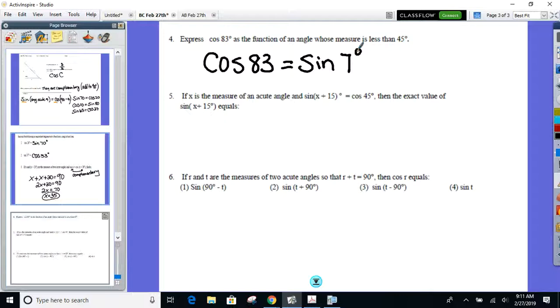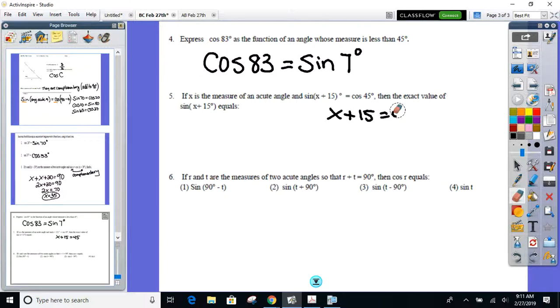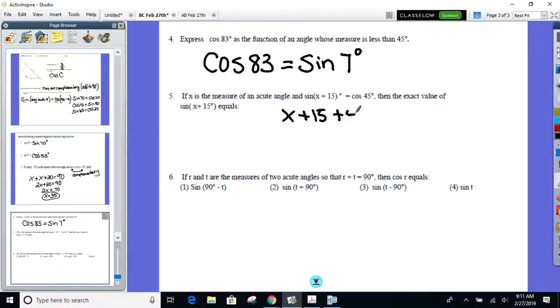All right, we're going to end this with 2 pretty tough questions. x is the measurement of an acute angle. The sine of x plus 15 equals the cosine of 45. Find the exact value. All right, I need to find x first. First of all, not true. Don't get in that habit. If I'm going to set sine and cosine equal to each other, what should I know about their angles? They are complementary. x plus 15 plus 45 equals 90. So what do I have there? x plus 60 equals 90. x is equal to 30.